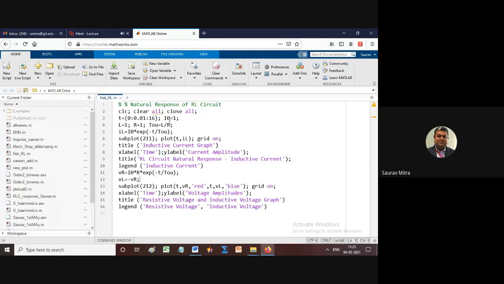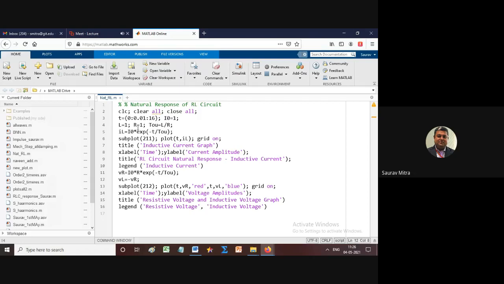Initially I said that the current will start from 1, because this is natural response. So you have to start from somewhere. Here you cannot set it as 0, because this is a natural response, which means first we have to charge the inductance, so that there will be some initial current in the inductance, and that value has to be something. Then how the inductor current falls from that initial value to the 0 value is called natural response.